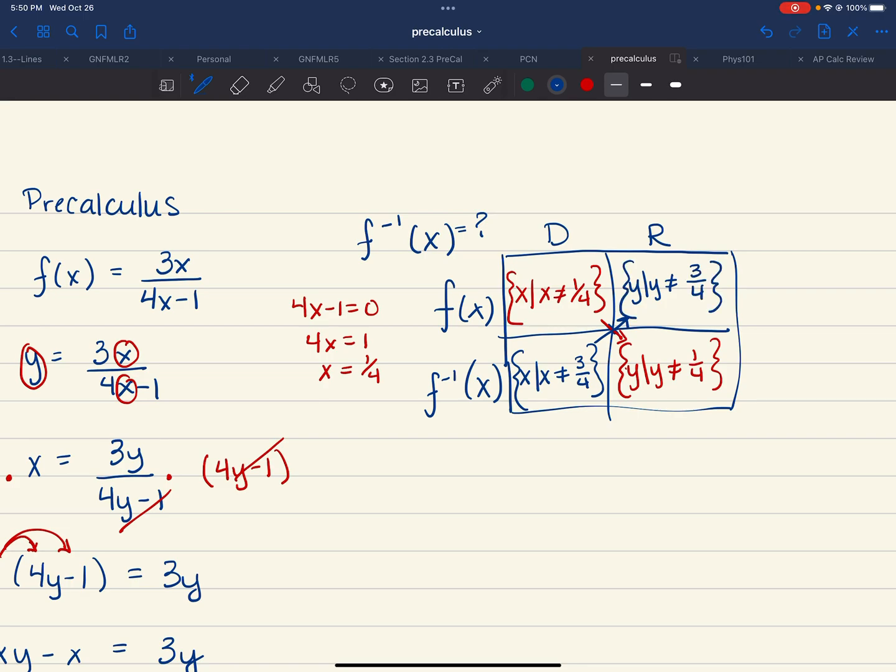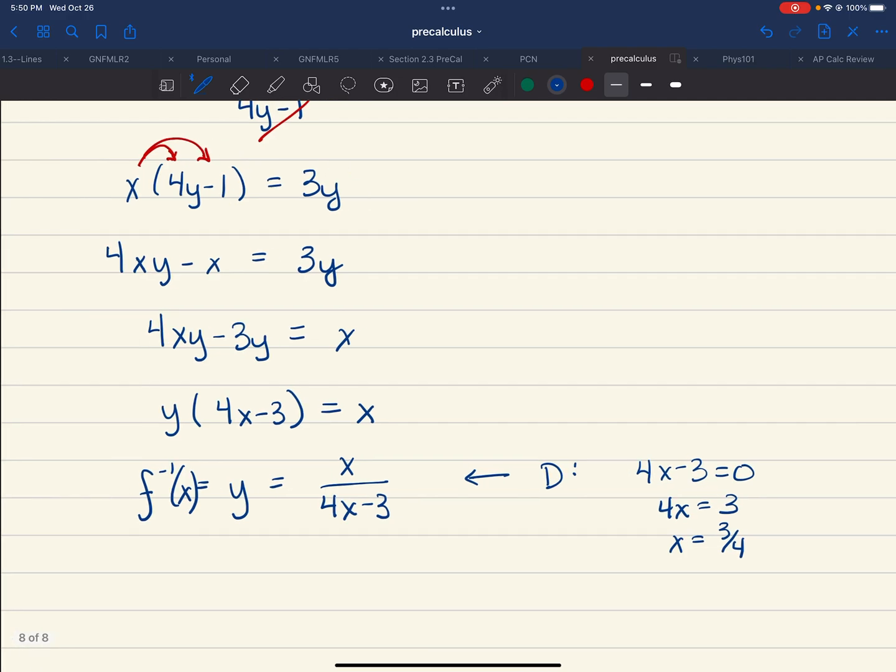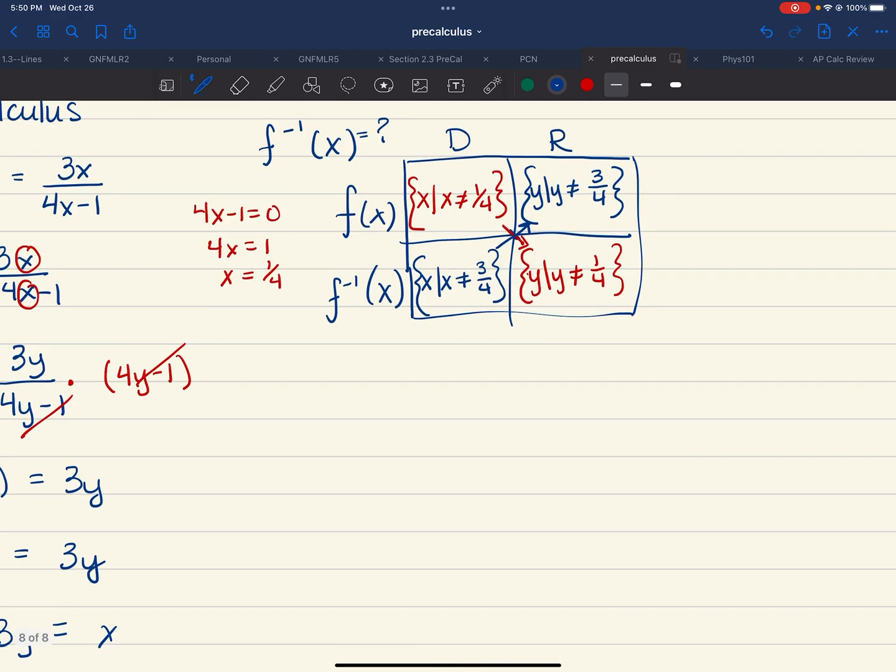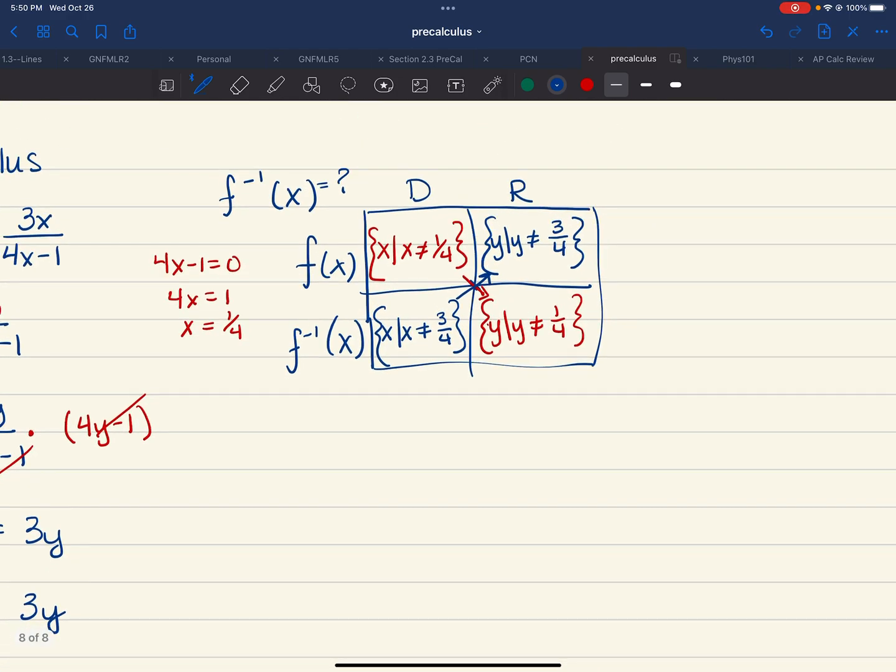And not only do I have my inverse function right here, but now I already have my domain and ranges all put together.